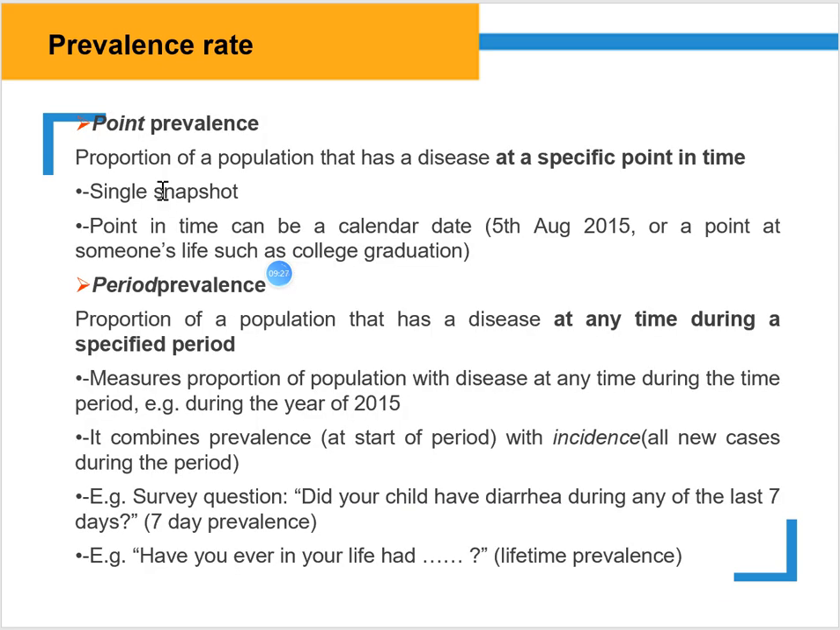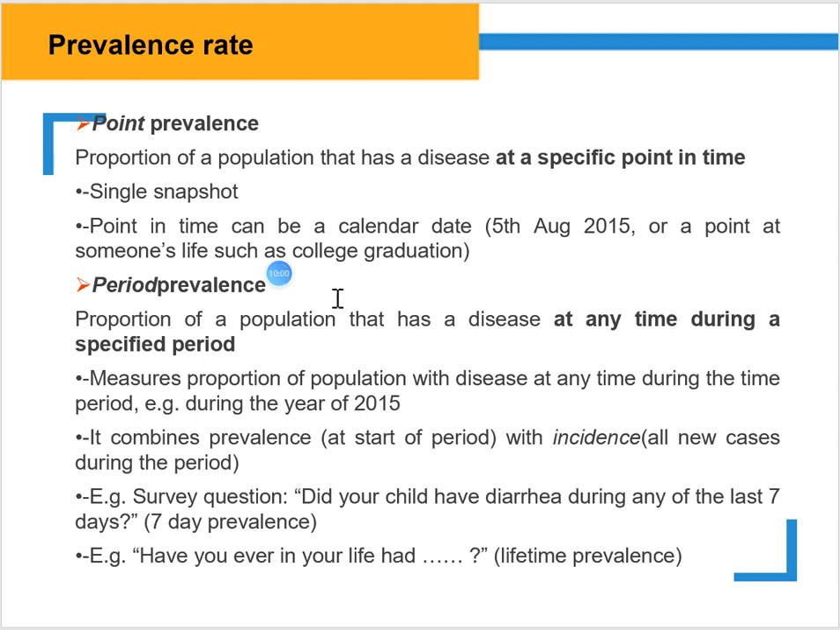So, point prevalence is the proportion of a population that has a disease at a specific point in time, just like a single snapshot. Point in time can be a calendar date, such as the 5th August 2015. Or a point in someone's life, such as college graduation.